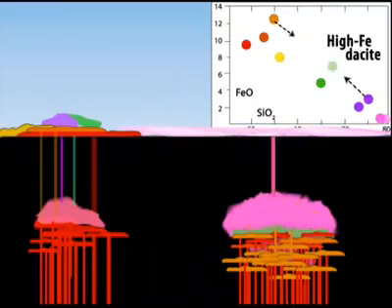The depleted magma chamber mixes with the underlying basalt to produce another small dacite layer.